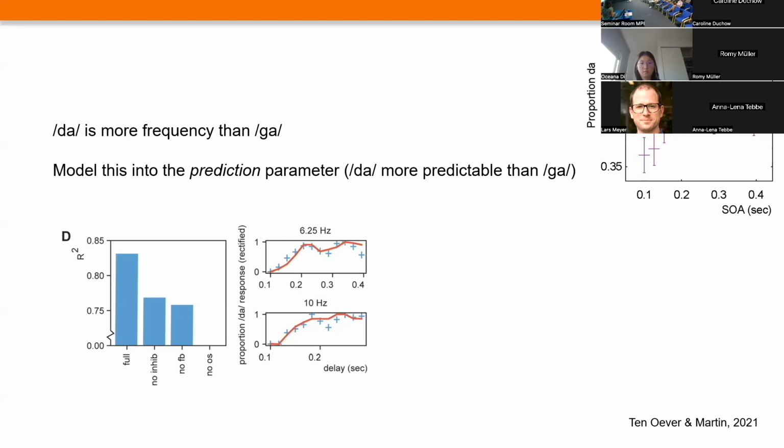If you remove the inhibition, or if you remove the feedback, or if you remove the oscillation, so no inhibition, no feedback, no oscillation, the performance really drops, even though there is no difference in the amount of parameters in the model, because the parameters are the same. So it seems that all these features of the model are very essential to explain this behavior.